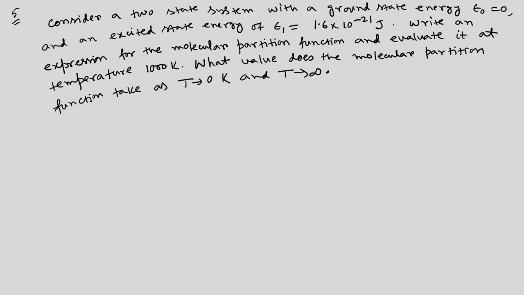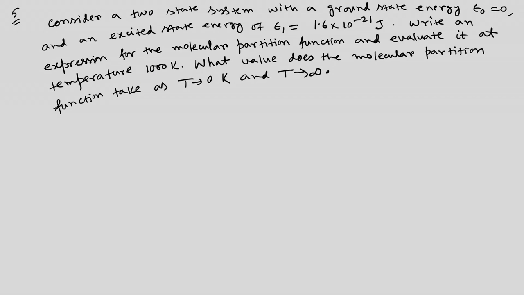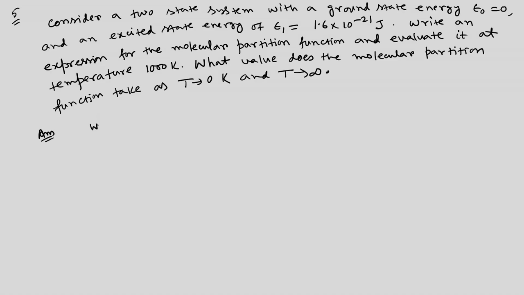So, consider a two state system with the ground state energy epsilon naught equal to 0 and an excited state energy of epsilon 1 equal to 1.6 times 10 to the minus 21 joule. Write an expression for the molecular partition function and evaluate it at temperature 1000 Kelvin. What value does the molecular partition function take as T goes to 0 and T goes to infinity? So, we need to calculate a molecular partition function and only two states are available and nothing is mentioned about the degeneracy. So, we can consider both the states are non-degenerate.